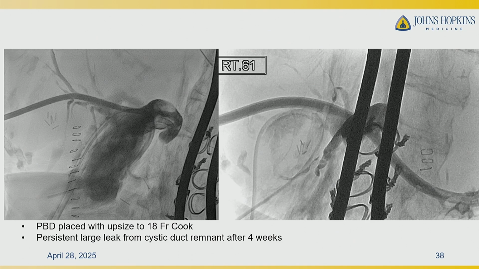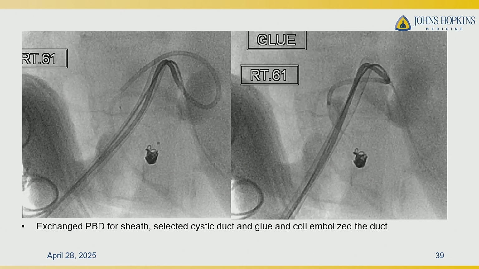Often that will work, but in this case, she had, 4 weeks later, continued leakage on over-the-wire cholangiogram and tube cholangiogram from that cystic duct remnant. So similar to our bronchial case, we decided to glue it. So we exchanged out our system for a sheath, used a 7 French and 5 French MPA Cumpy combination with a high-flow Renegade microcatheter, glued back in the cystic duct, and then coil embolized with a couple Embolds, 3 millimeter coils.